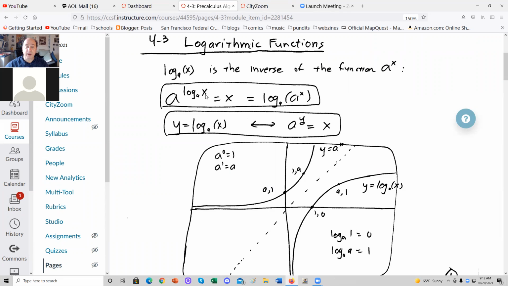a to the power log base a of x is x. And log base a of a to the x is x. So they undo each other. Or in other words, y equals log base a of x if and only if a to the y equals x. So it's a kind of transposition.